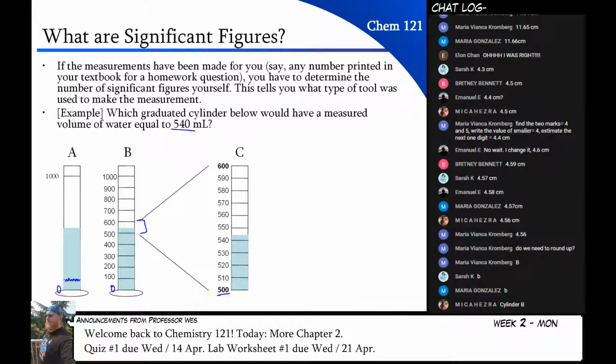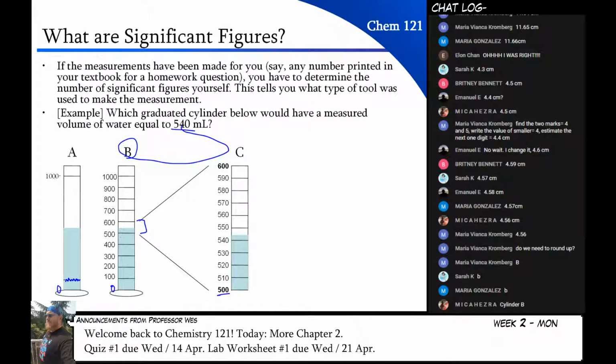All right, everybody leapt on cylinder B. It has to be cylinder B, right? And the answer is it's totally B. Just kidding, it's not C. It's totally B. Let's write down what the measurements are for each of these.